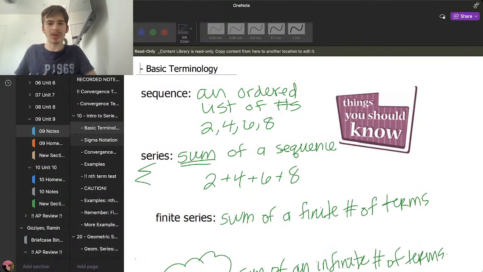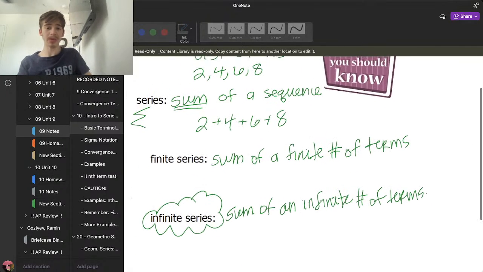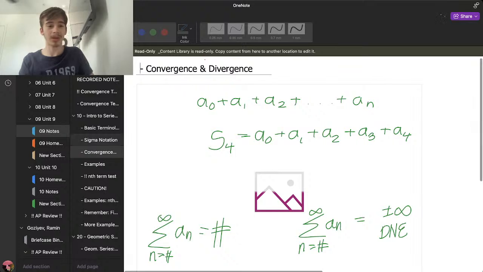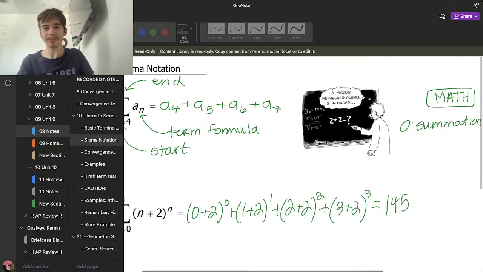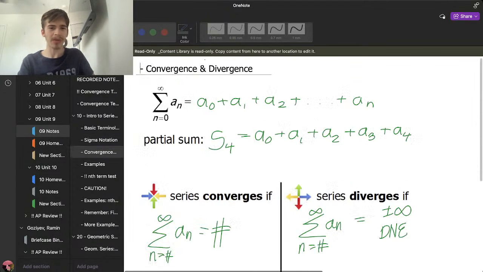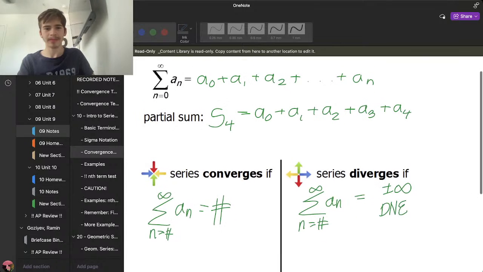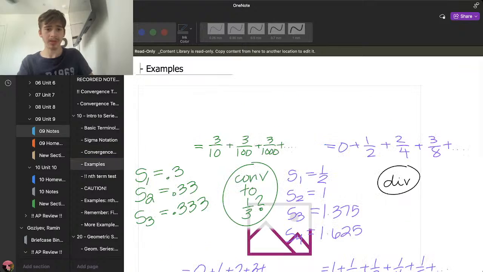So, a sequence is just an ordered list of numbers. A series is a sum of a sequence. An infinite series is a sum of an infinite number of terms. Sigma notation has a start and an end. Convergence and divergence: if it converges, it equals a number. If it diverges, it does not equal a number. That easy. Examples.